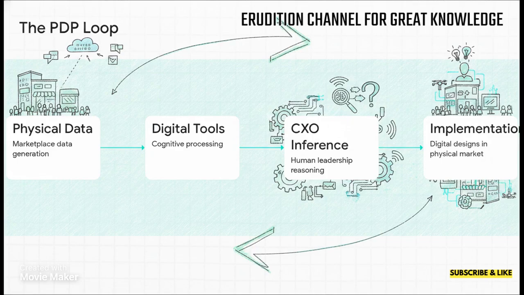Let's move on and see how this builds into the PDP loop, which stands for physical, digital, physical. It's a clean 4-step process. Step 1 happens at the physical marketplace, where the data is actually generated. Step 2 is the digital phase, where cognitive tools process all that data. Step 3 brings in human leadership, specifically CXO inference. And finally, Step 4 brings it all back to the physical marketplace for implementation. Let's break down exactly what happens in each of these steps.